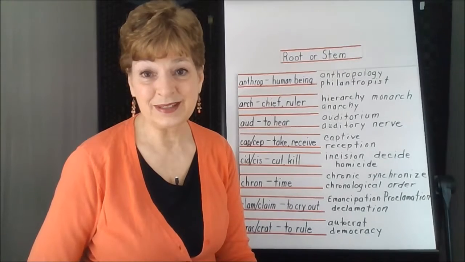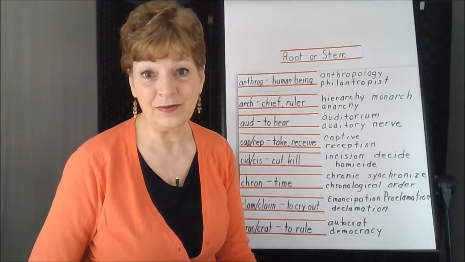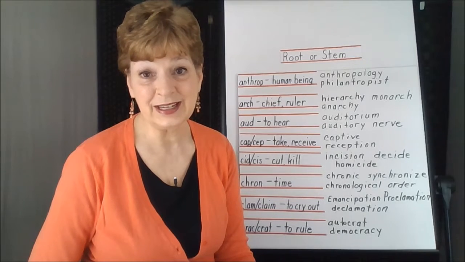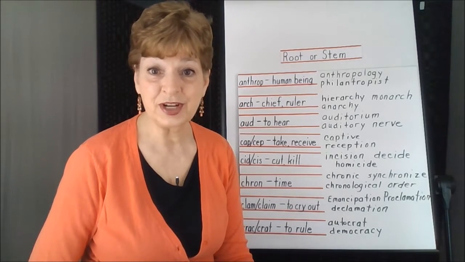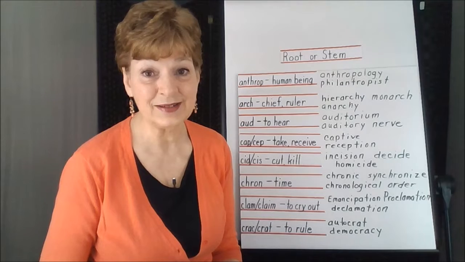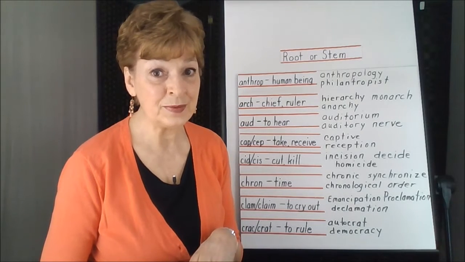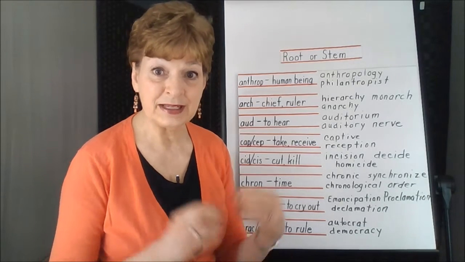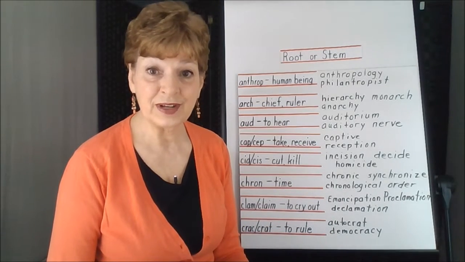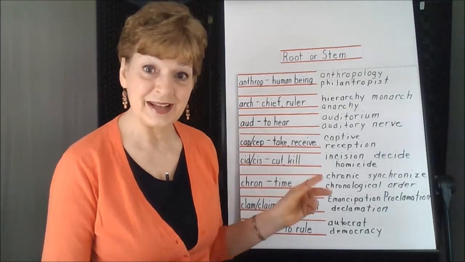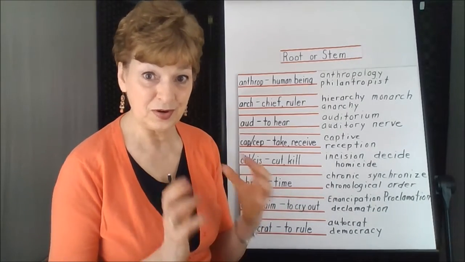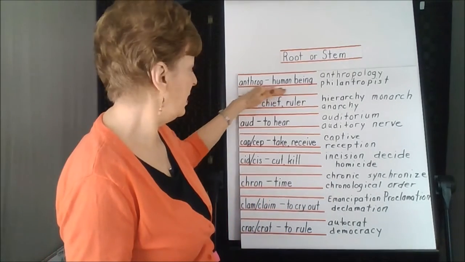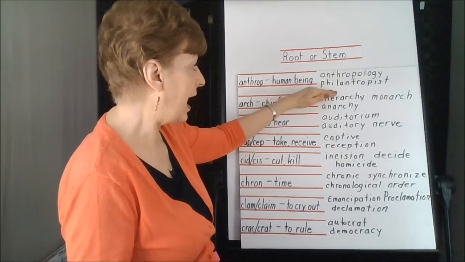Roots and stems are the building blocks of forming new vocabulary words, especially in your non-fiction subjects like science and social studies. Many new terms are derived from these stems, and they're expanded using prefixes and suffixes that are attached to these word cores. Anthro, meaning human being.